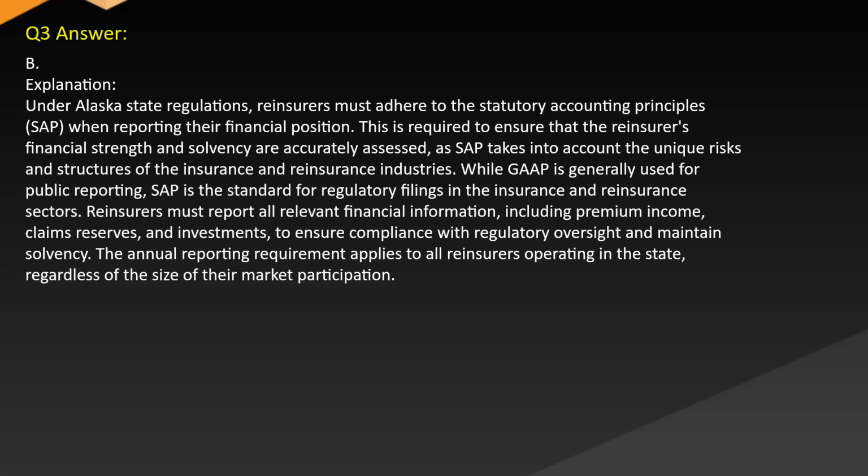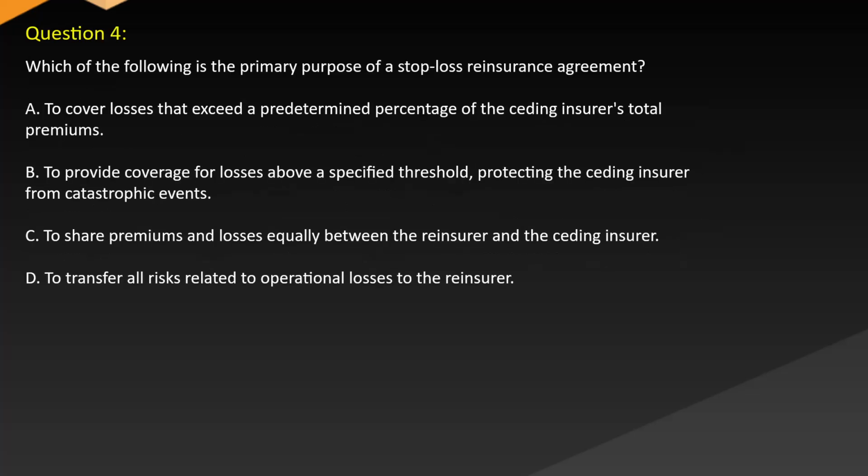sectors. Reinsurers must report all relevant financial information, including premium income, claims reserves, and investments, to ensure compliance with regulatory oversight and maintain solvency. The annual reporting requirement applies to all reinsurers operating in the state, regardless of the size of their market participation.